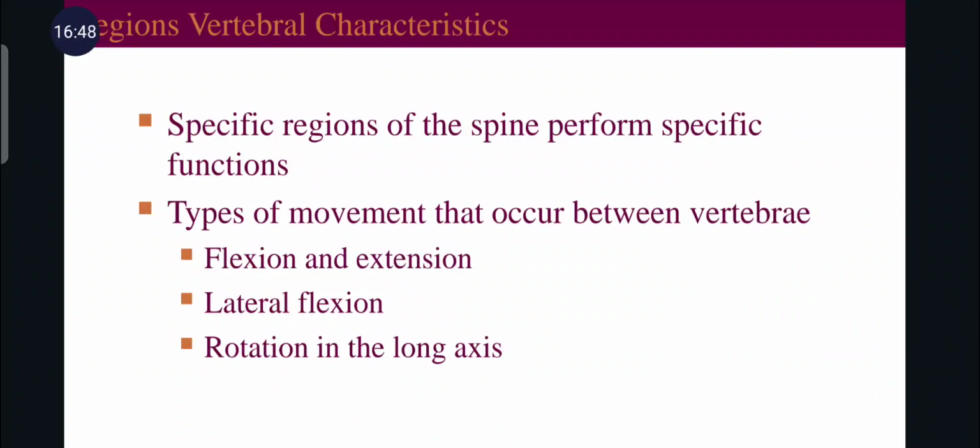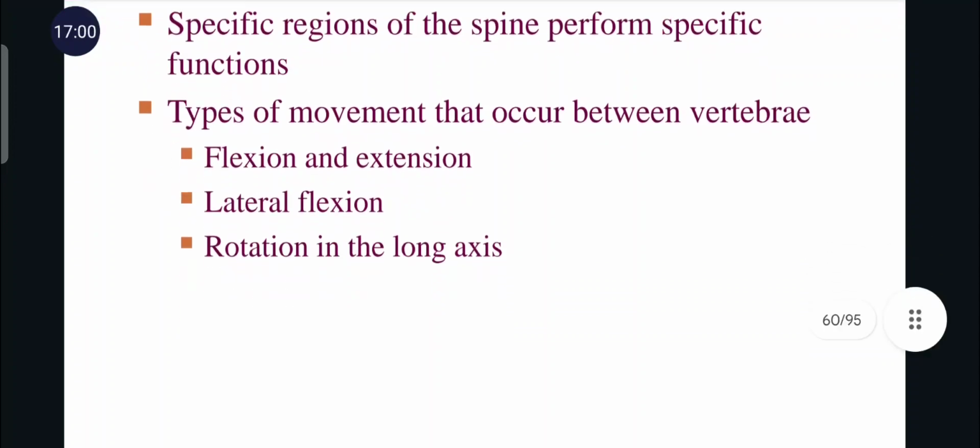Regions or characteristics of the vertebrae. The specific regions of the spine perform specific functions. Types of movements occurring between the vertebrae are flexion and extension, lateral flexion, and rotation of the long axis.